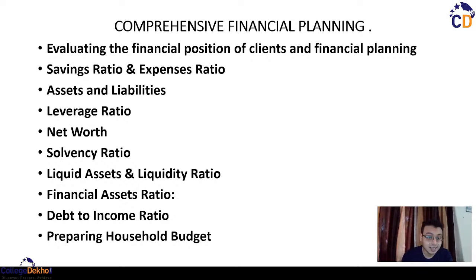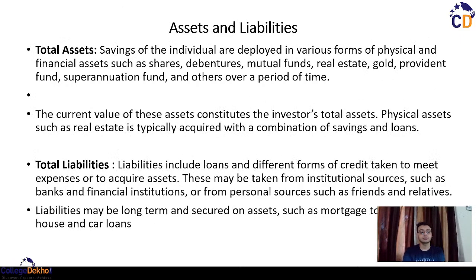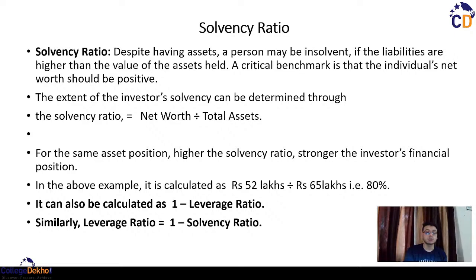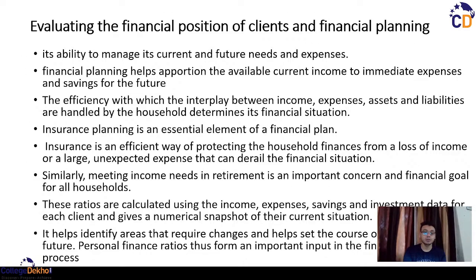And liquid assets and liquidity ratio is there, you have to see how much liquid assets, current assets you have. Financial assets ratio, how much stock, equity, real estate, all these things you have. Debt to income ratio you have to take. Okay, how much debt to income you have, and prepare the household budget ultimately. All these ratios are here. Total liabilities by total assets, solvency ratios, or net worth by total assets. Right. So we'll begin with evaluating the financial position of clients and financial planning.